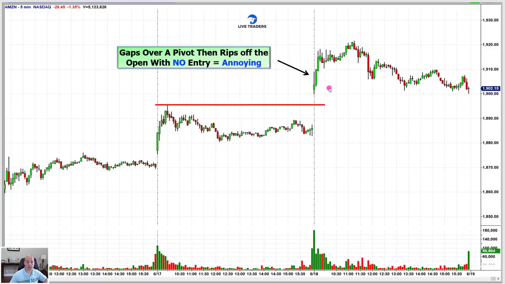I consider this to be somewhat annoying, right? You hate when you see a gap that you really like, and as soon as 9:30 hits, boom, it just rips. It's no fun for anybody because you spent the whole pre-market 15, 20 minutes scanning for these ideas only to watch it just rip and you get none of it. So how can we potentially mitigate this? What can we do about this?